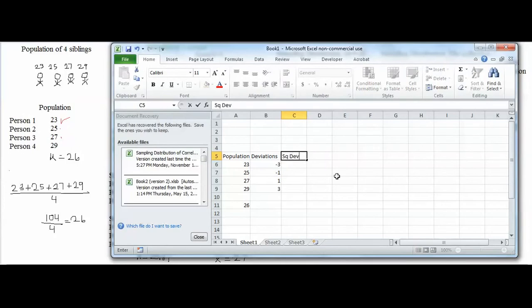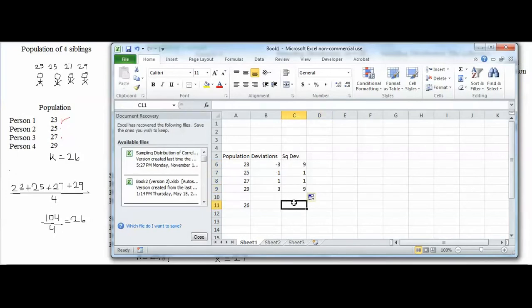Squared deviations. What we can do now is type in the equal sign, highlight this, and then press Shift and then the number 6 at the same time. Shift 6 puts in this symbol right here, and then type in a 2 and press enter. And this means V6 squared, which is really just negative 3 squared. And it squares this number. Minus 3 times minus 3 is 9. Now we can click here and drag down, and it'll square all of these numbers.